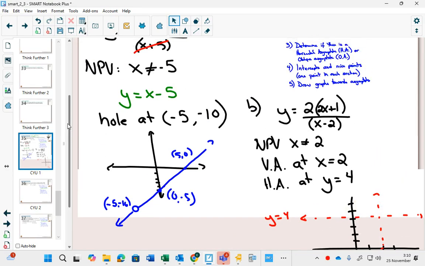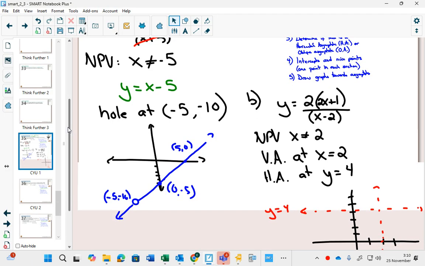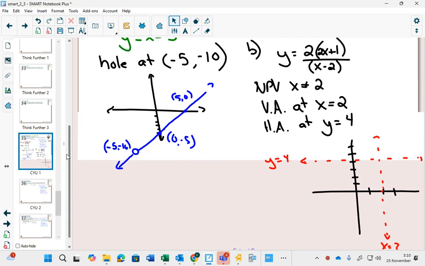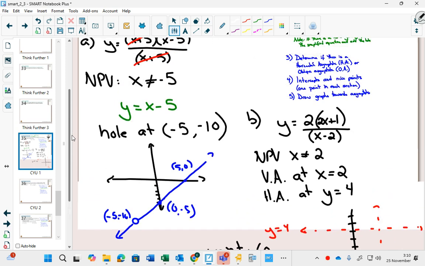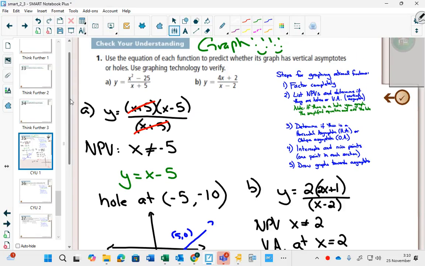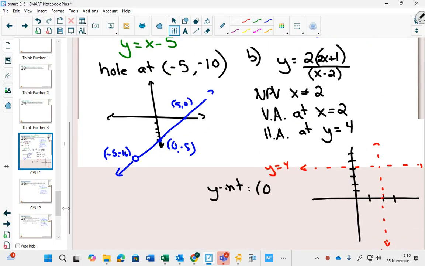We just completed step 3: determine if there's a horizontal asymptote or oblique asymptote. Next, we need to find all the intercepts. The y-intercept is the easiest to find. You just plug in 0 for x. I find the original equation usually the easiest to use for this. If you plug in 0 for x, you get positive 2 over negative 2, so you get 0, negative 1. To label that point.